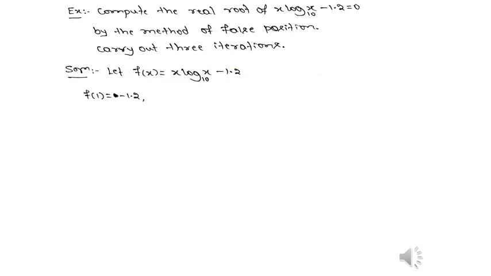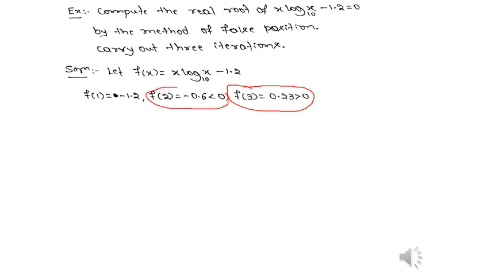F of 1, we have taken x as 1. The value is negative. So let us go for x is equal to 2 next. Again we got less than 0, that is negative. So we need to again go for x is equal to 3. Yes, we got a positive value for x is equal to 3 and a negative value for x is equal to 2. So we got opposite signs. One is negative, other is positive. So we can say our root lies between 2 and 3.